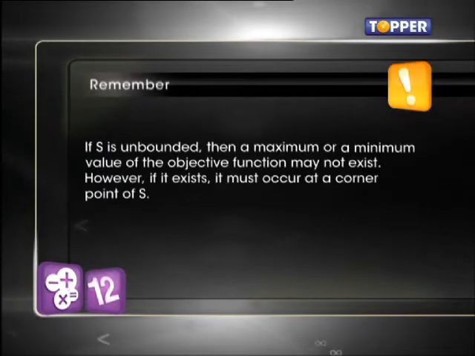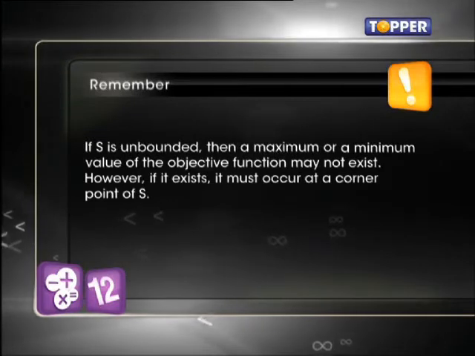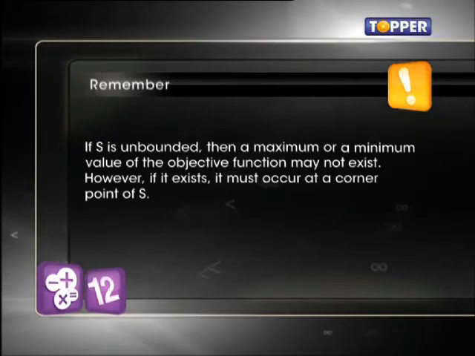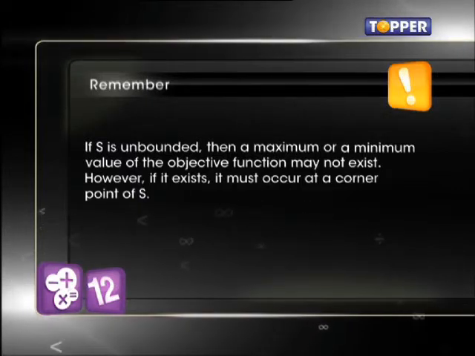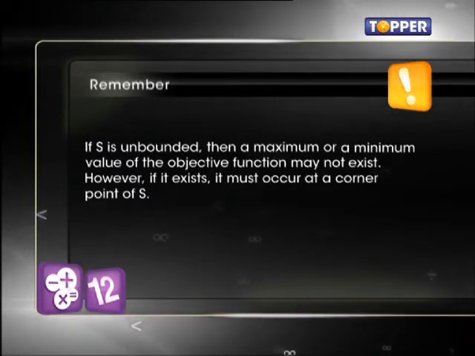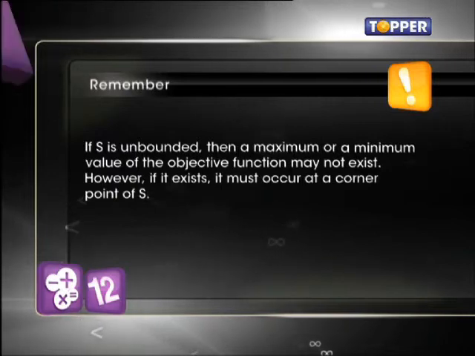Notice that if S is unbounded, then a maximum or a minimum value of the objective function may not exist. However, if it exists, it must occur at a corner point of S. Isn't it interesting to know how you can solve real-life problems through linear programming?